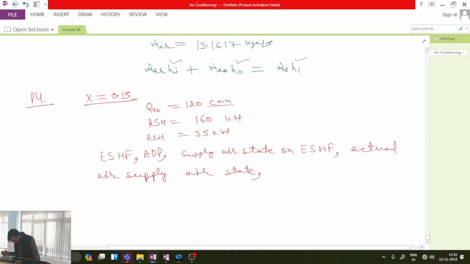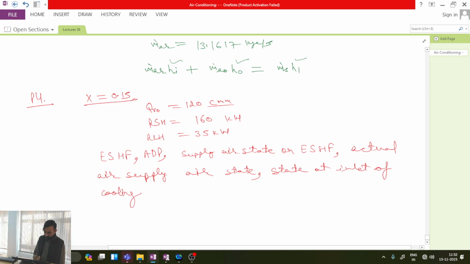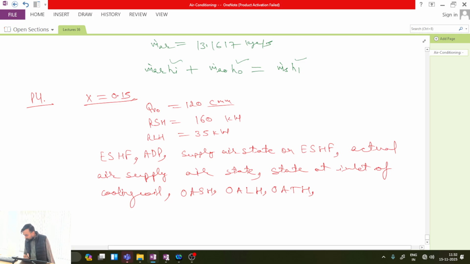and then finally, state at inlet of cooling coil, OASH, OALH, OATH, and GTH. So these are the values you need to calculate.